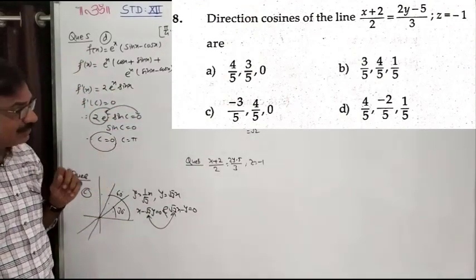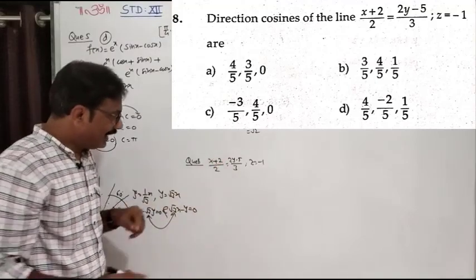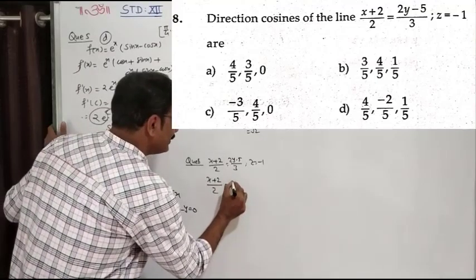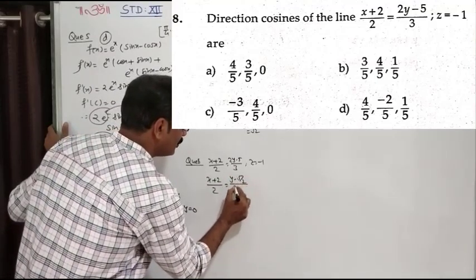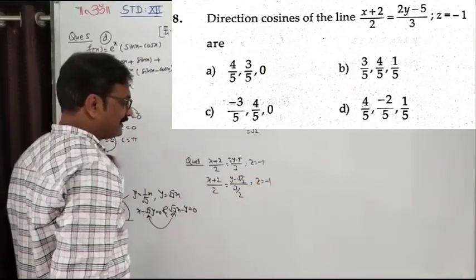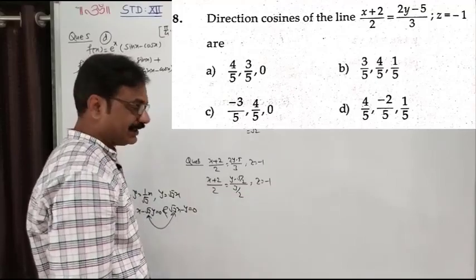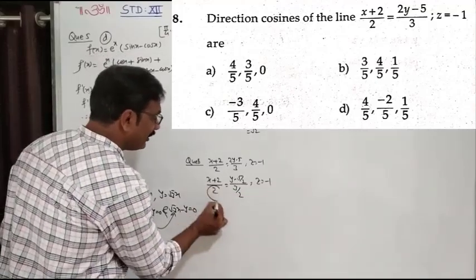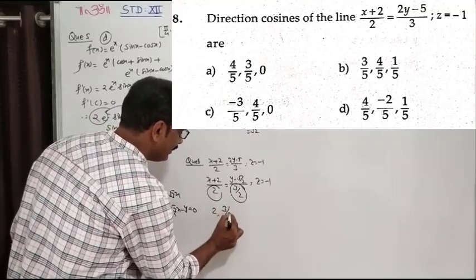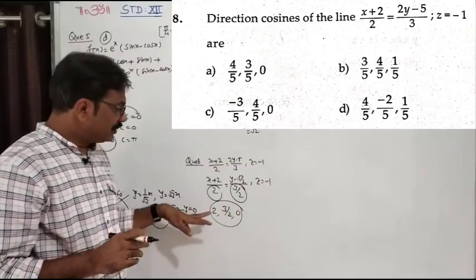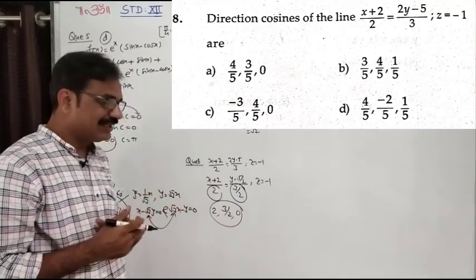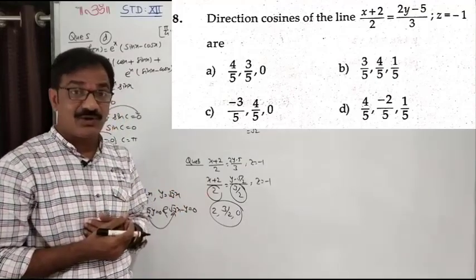Look at this. What is the question? You have to find the direction cosines of the line. Look at the middle term. I take 2 as common and send it down like this, and z is -1. This line is passing through -2, 5/2 and -1. There is no z term in the first one given there. So these are your direction ratios. By using the direction ratios, you can easily find the direction cosines.